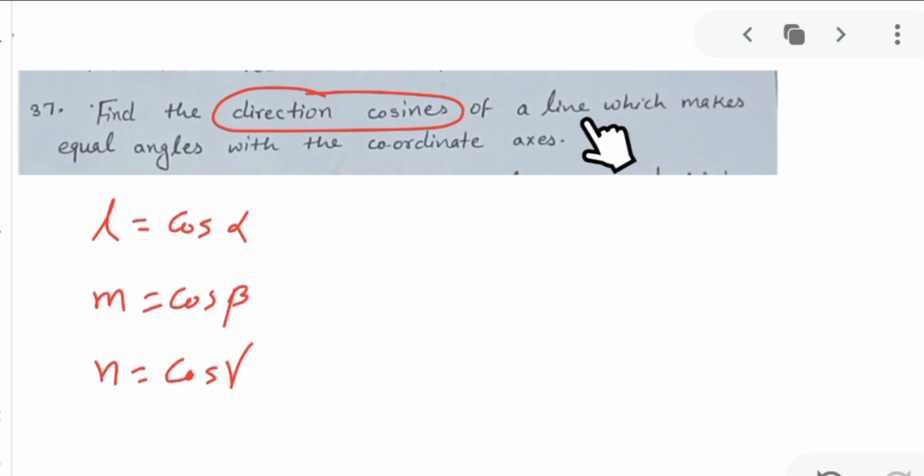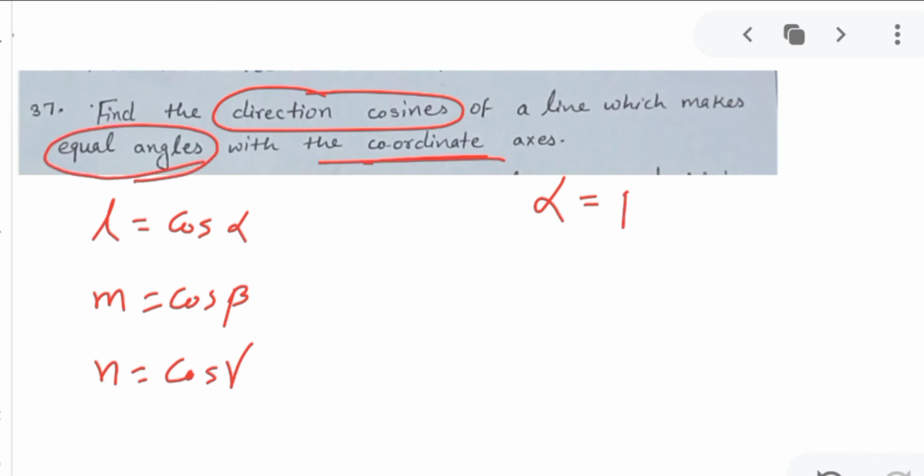The line makes equal angles with the coordinate axes. This means the angle with the x-axis is alpha, with the y-axis is beta, and with the z-axis is gamma, and all three angles are equal, so alpha is equal to beta is equal to gamma. This is given in the question. But with this information alone we cannot find the answer. Here we just got the information that cos alpha is equal to cos beta is equal to cos gamma.